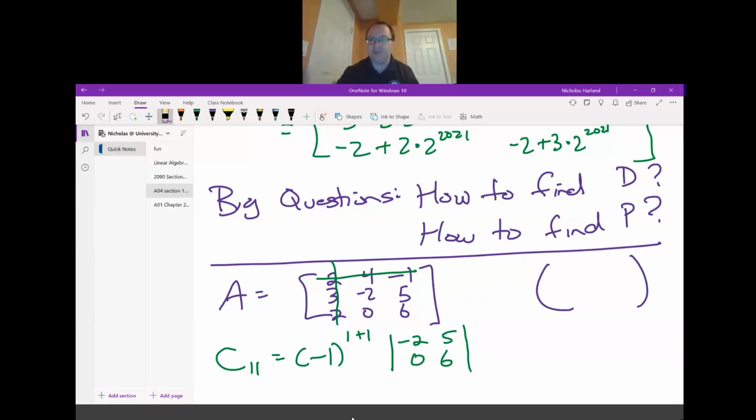People want to already jump to larger than 3x3s. We'll get to larger than 3x3s, but let's stick with 3x3s for now, although we'll come back to what to do if it's larger than 3x3.